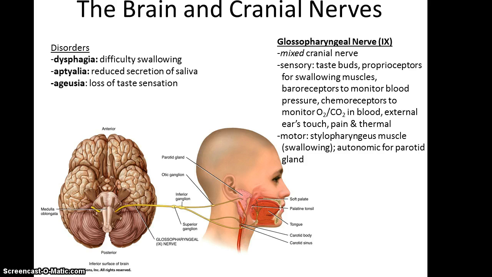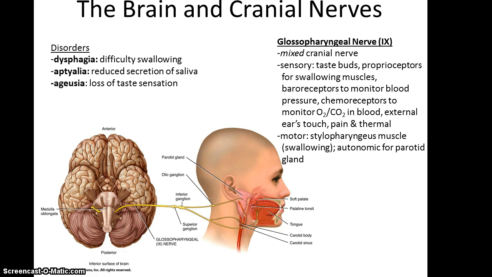Next is the glossopharyngeal nerve. This is a mixed cranial nerve, so it gets sensory information. It's involved in some of the taste buds in the back of the tongue, the last third of the posterior portion of the tongue. It also has receptors for things like monitoring blood pressure or monitoring the chemical contents of the blood. And it also is involved with the external ears, things like touch, pain, and temperature feel.